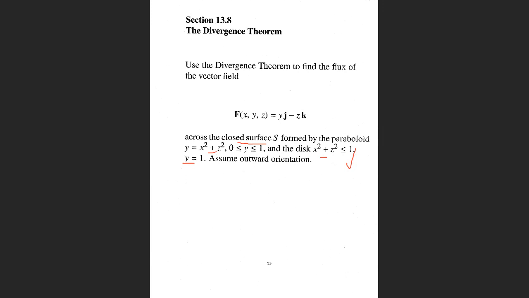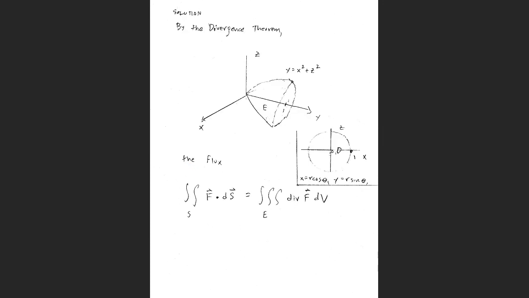And so that took a little bit of effort, and then we added those values. We can use the divergence theorem to help us here very easily. So first of all, here's that solid E. The solid E is bounded by this closed surface. There's the paraboloid, and here's the disk.